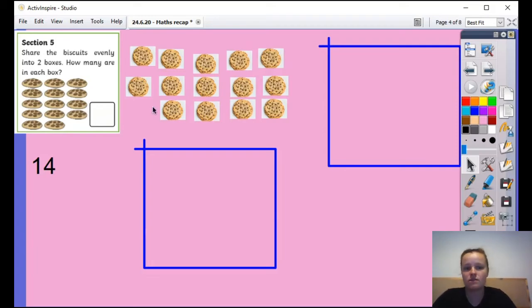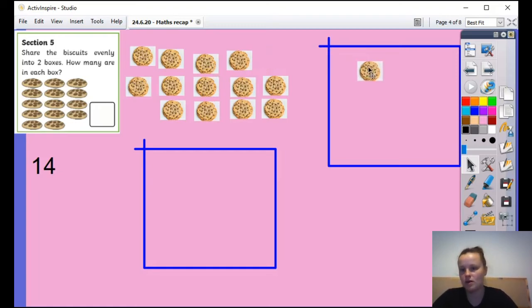Okay, so the easiest way to do this would be to share them out. Now, some of you might know the answer already. It's not 14, that's the total. We want to know how much would go in each box. So I've got some biscuits here, and we'll need to start sharing them out equally. So, are you ready? Here we go.